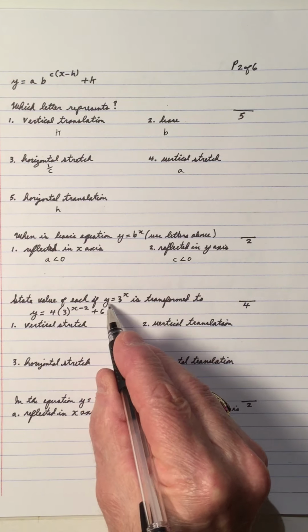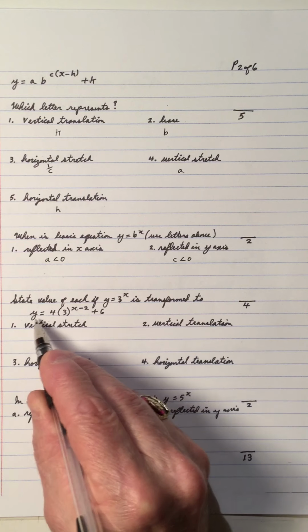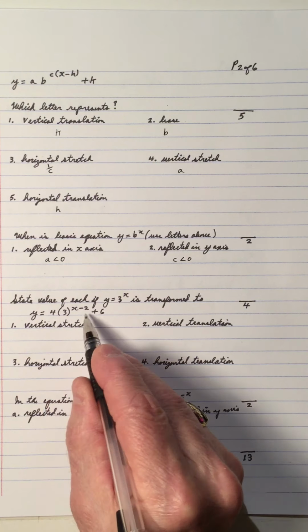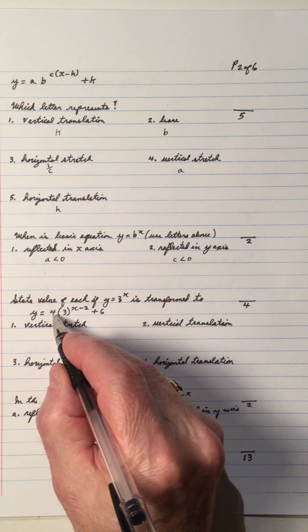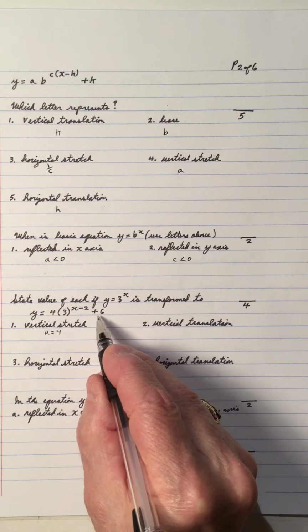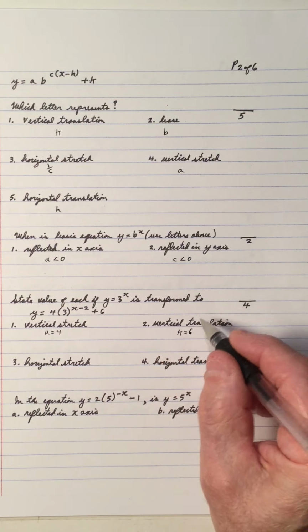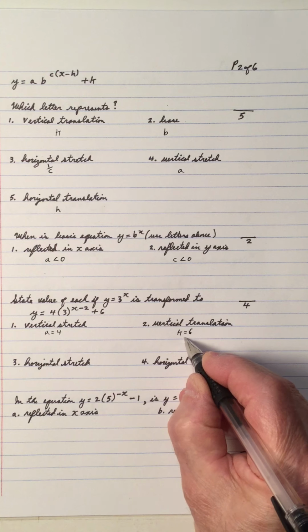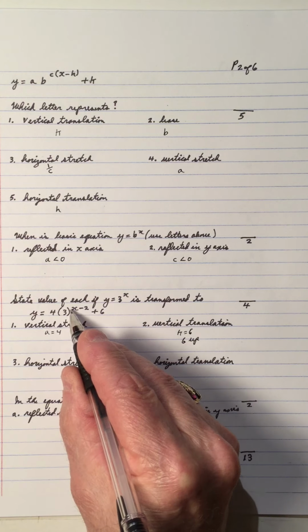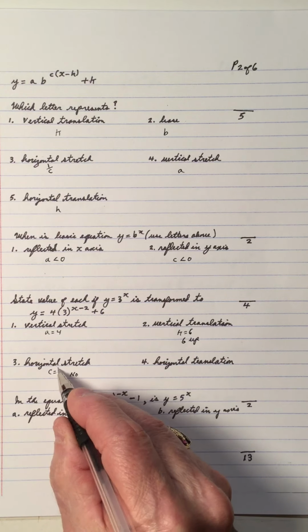State the value of each if y equals 3 to the x is translated. So if we take this basic equation, which has a base 3, and translate it with this equation, let's look at the vertical stretch. The vertical stretch is the a. So the a is 4, so the vertical stretch is 4. The vertical translation is the k. The k is 6, so that means it moves 6 units up. The horizontal stretch is related to the c, but c is 1. So really, there's no horizontal stretch because c is 1.